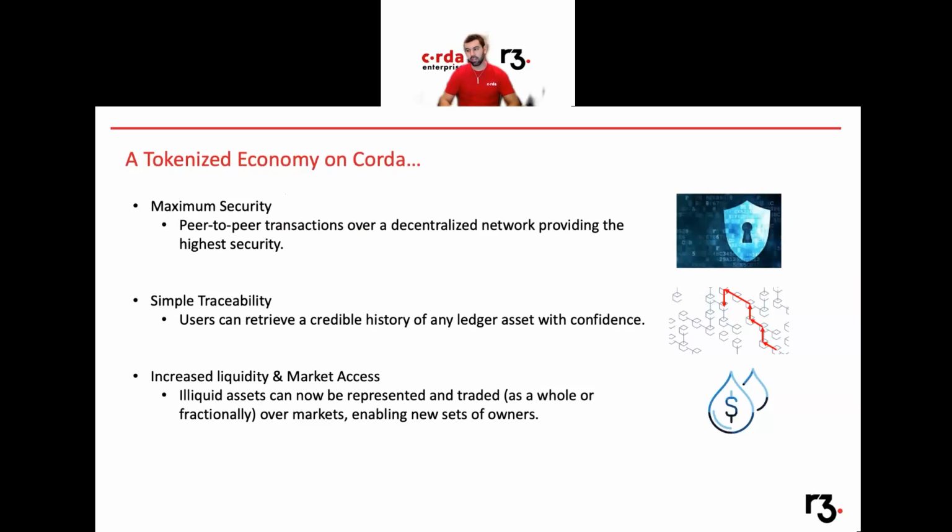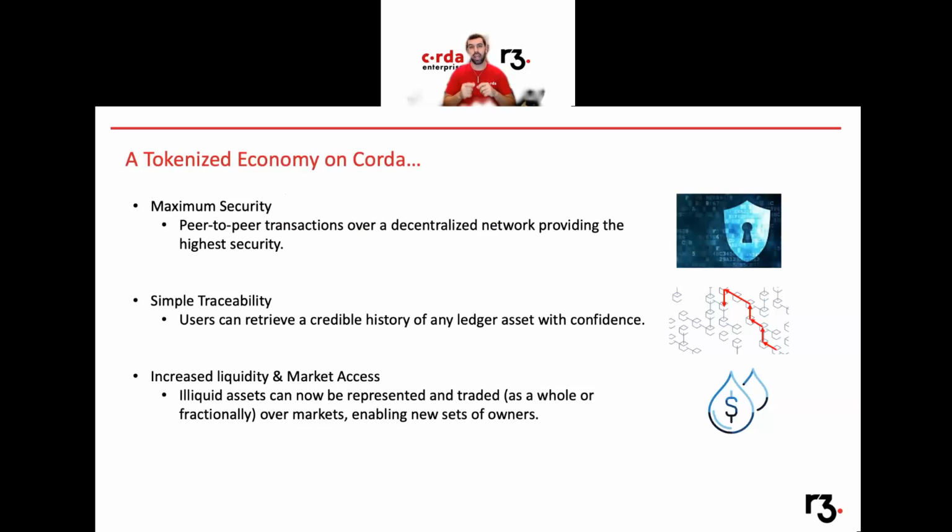So imagining this, or extrapolating this example a little further, you can think about what a tokenized economy on Corda could look like, where you have peer-to-peer transactions over a decentralized network that provide you the highest security. And in addition, you get traceability, because you, as a user and a participant in a transaction, can retrieve a pretty credible history of any ledger asset. You can also configure your notaries to do this for you when any transaction happens.